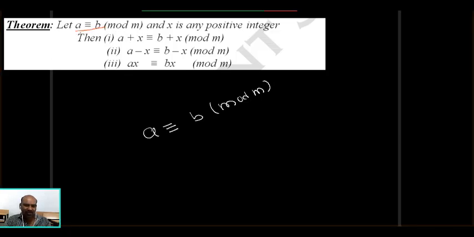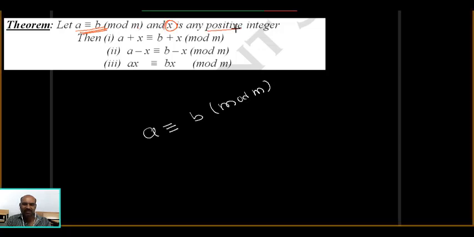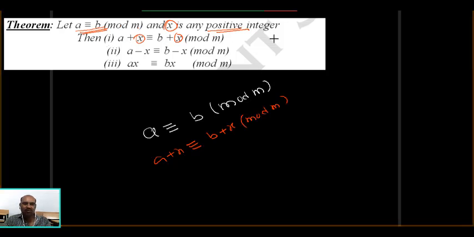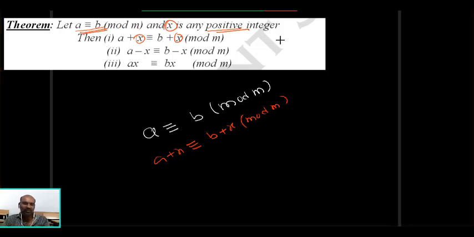See, A is congruent to B modulo M and x is any positive integer. Then A plus x is also congruent to B plus x modulo M. Just like they added x on either side of the congruency, nothing happened to the result. That is property one. I will prove it.